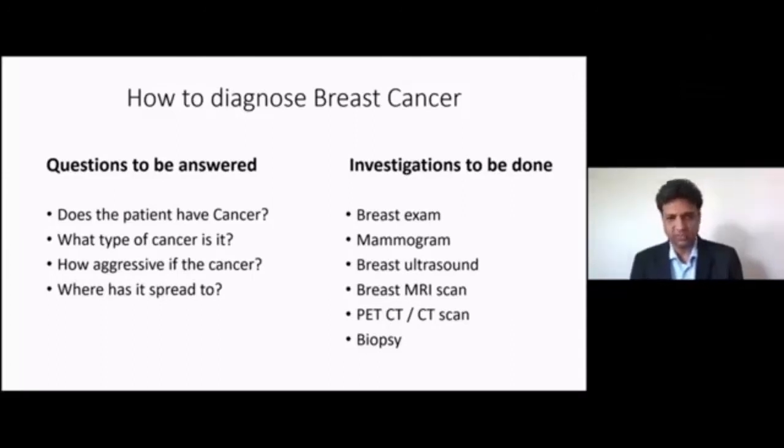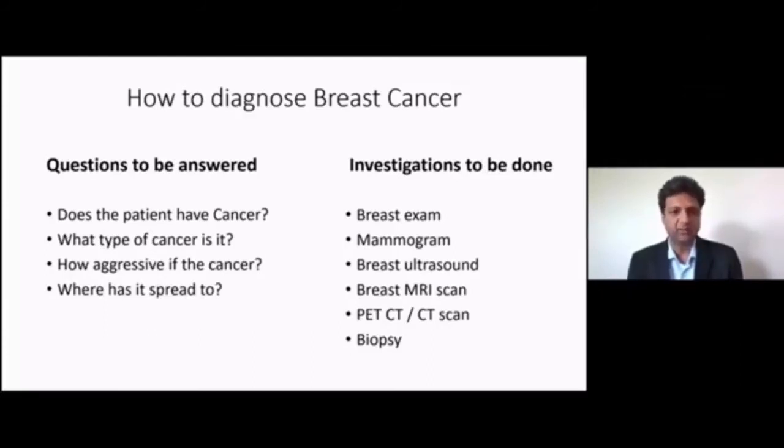So once we have confirmed that the patient has cancer, we need to identify what type of cancer it is. And once we've identified what type of cancer it is, the next stage is to identify how aggressive the cancer is. Is the cancer very aggressive or is it not so aggressive? Because the urgency to treat will depend upon that.